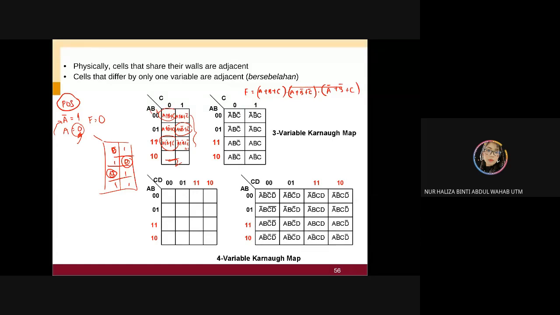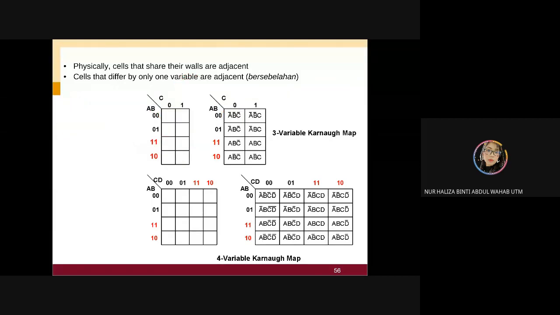So thank you to your friend for asking how do I know whether it is SOP or POS. It depends on the question. If it asks about SOP, you need to use the SOP terms. If it asks about POS, you need to use POS. And of course, SOP refers to an output of 1 and POS refers to an output of 0. So any question for this part?